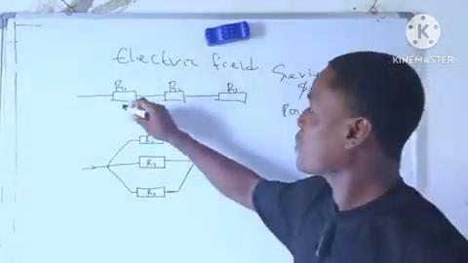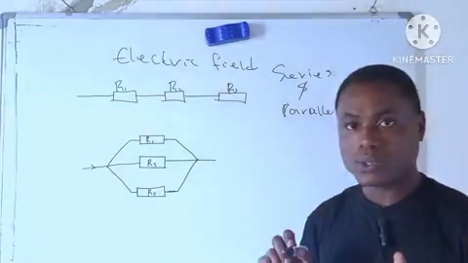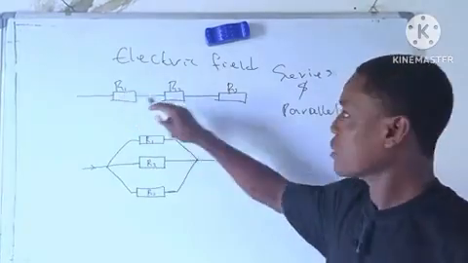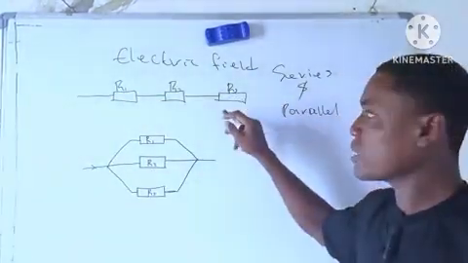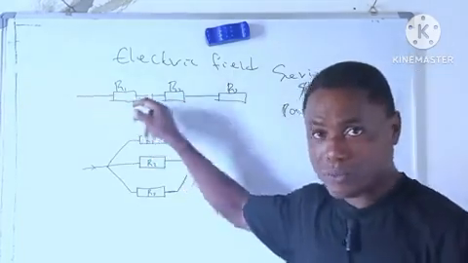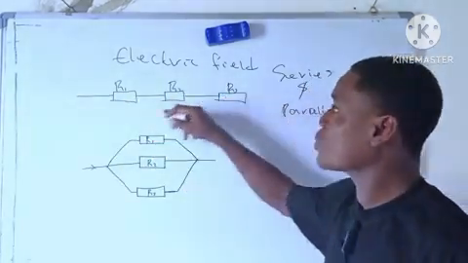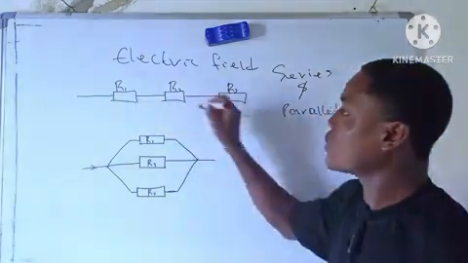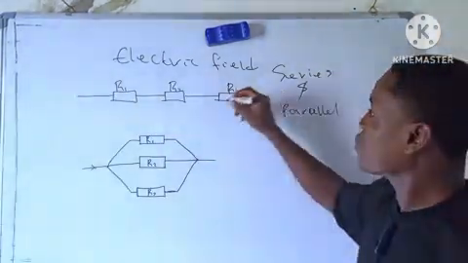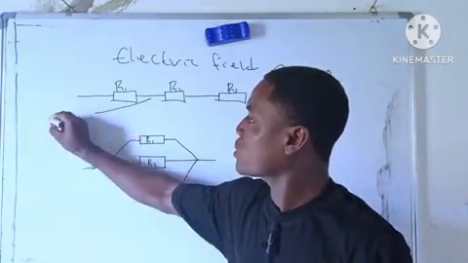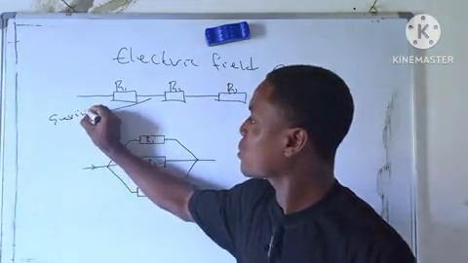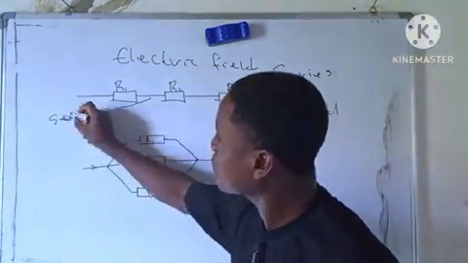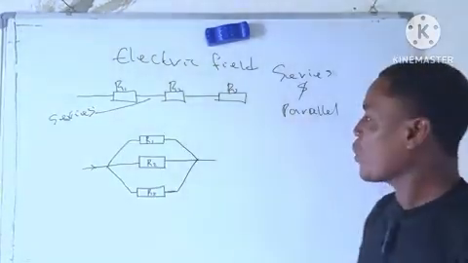Look at the first diagram. This first diagram is in series connection. Look at the resistors. We have three resistors here, resistors 1, 2, and 3. It's in horizontal form. So anywhere you see a connection in this form, it is a series connection. Series. Spell it well. Series.